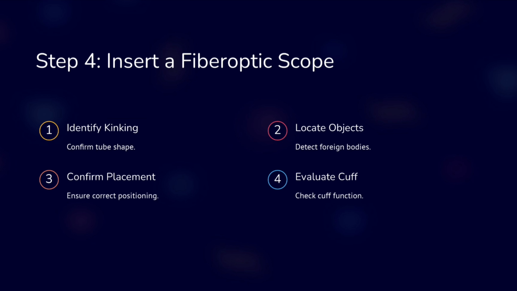The next step would be to insert a fiber optic bronchoscope, which will help us identify kinking. It will locate foreign objects and give us a vision. We can confirm tube placement by seeing the tracheal rings when we enter the ET tube. We can evaluate whether the tube cuff is blocking the outlet, which is very rare, but we can evaluate that. And we can assess whether trachea or anything outside the trachea is compressing the tube and leading to a cannot ventilate situation.